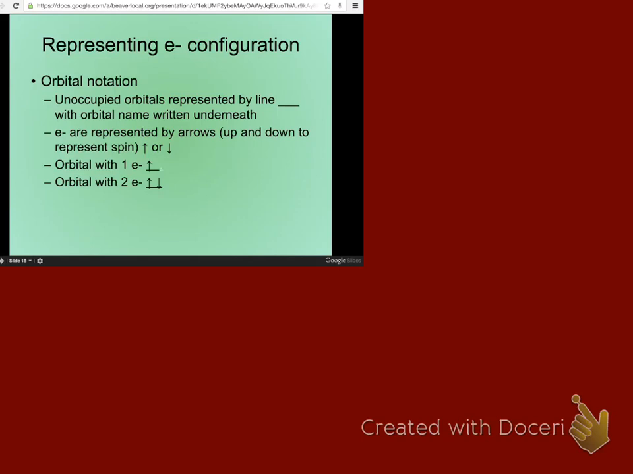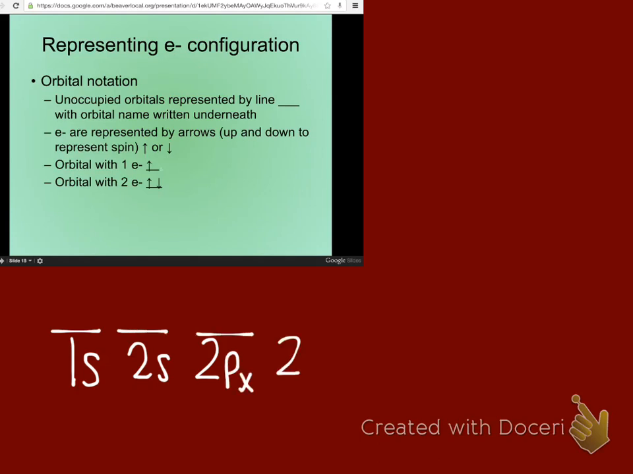It's the longest and most detailed version that we'll learn, and then each one after that is kind of a shortcut. So we start off, when we're doing orbital notation, we literally write the orbitals in the order that they would fill. And we draw a blank line over the name of each of them to indicate the orbital. 2px, 2py, 2pz. So let's start off with something that has 6 electrons.